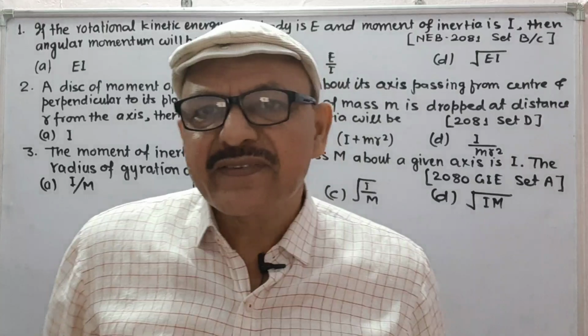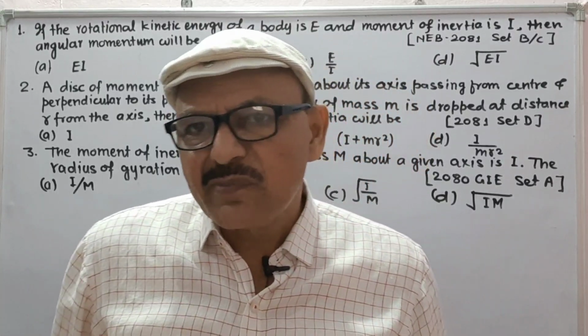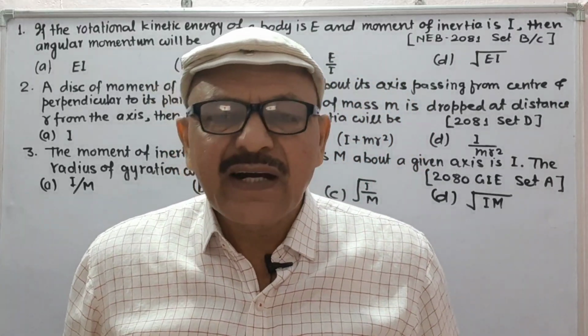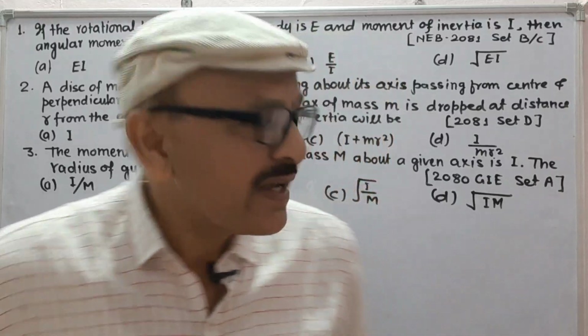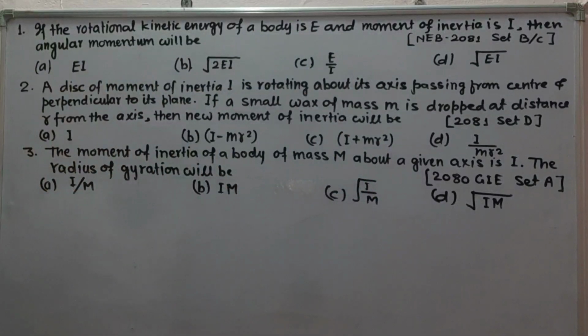Hello dear students, let us solve some more multiple choice questions based on rotational dynamics. First question is, if the rotational kinetic energy of a body is E and moment of inertia is I, then angular momentum will be.